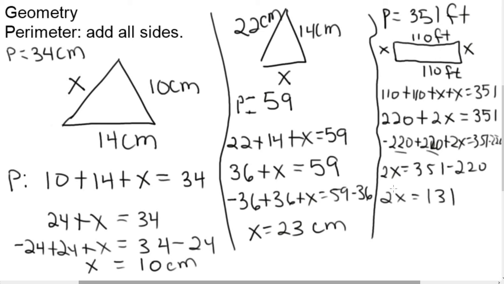When I add the opposites, they cancel. So I'm left with 2x. 351 minus 220. If my algebra is correct, if my addition is correct, that's 131. So x, we divide both sides by 2. So x equals 131 over 2.